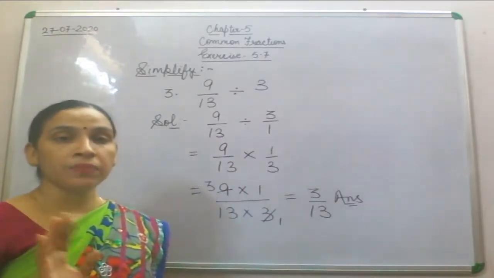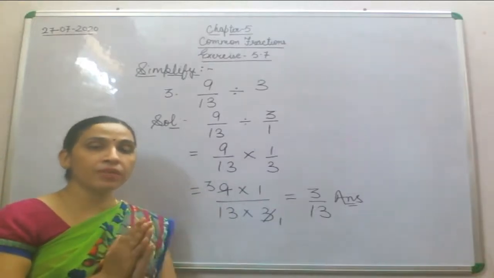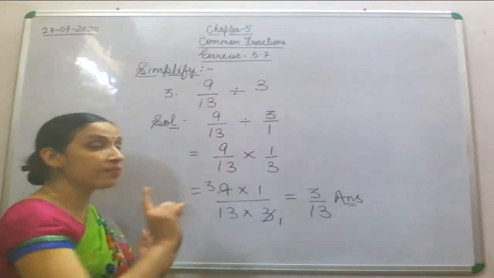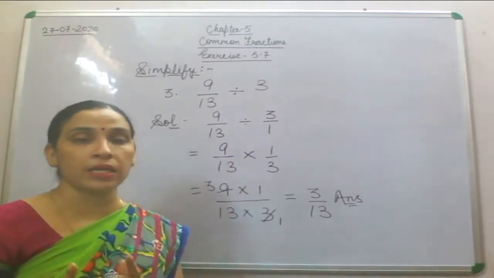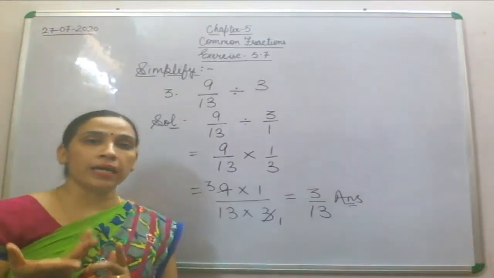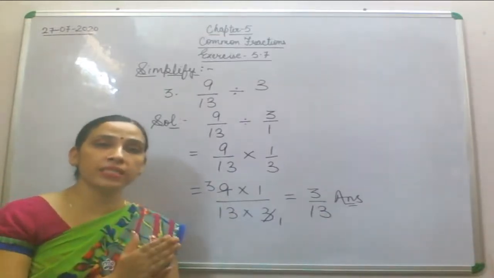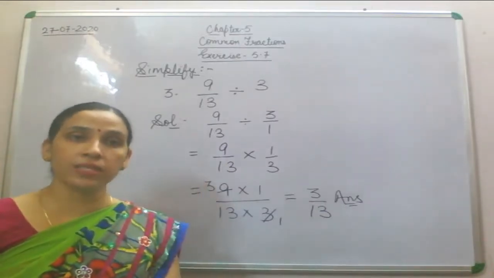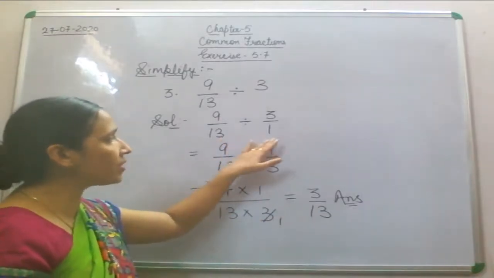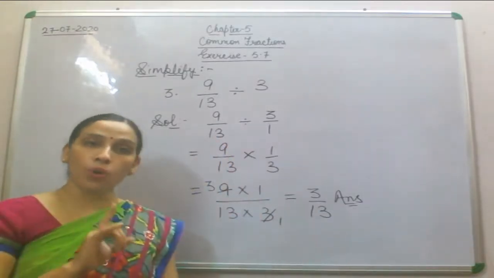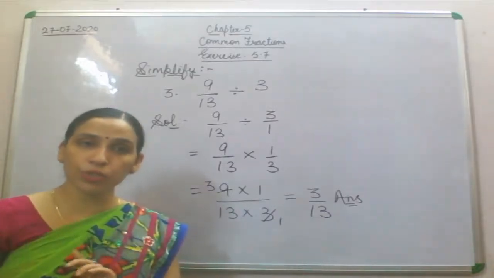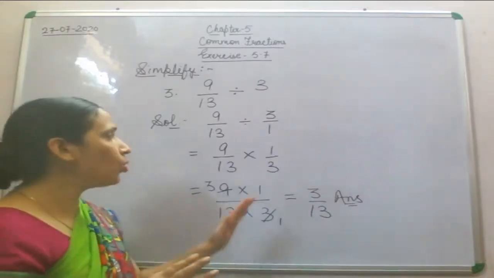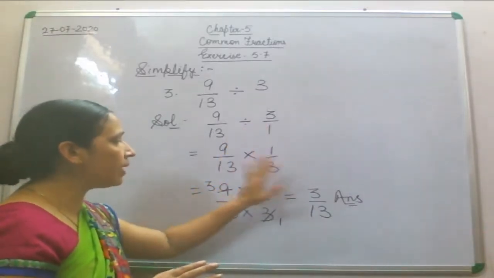After writing 1, then what will we do? We will write this 9 by 13. Now division will be changed into multiplication. Then what change will occur? Whenever you are changing the division symbol into multiplication, the fraction which is after the division symbol will become opposite. Means the numerator will come into the denominator and the denominator will come into the numerator. Fine. So this 3 by 1 will become 1 by 3.